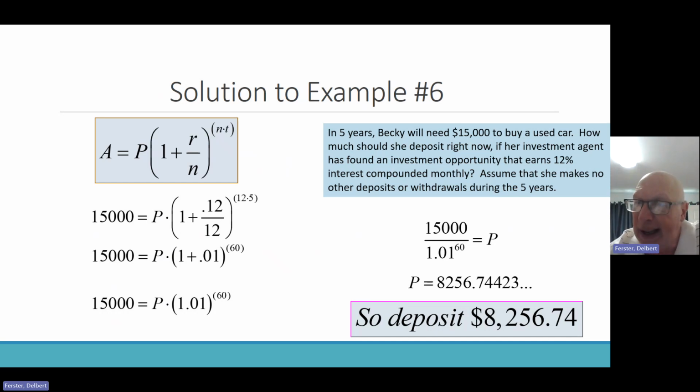So in effect, we're working backwards. If we have an attained goal that we need to reach, how much do we have to invest now to help get there at some point in the future?